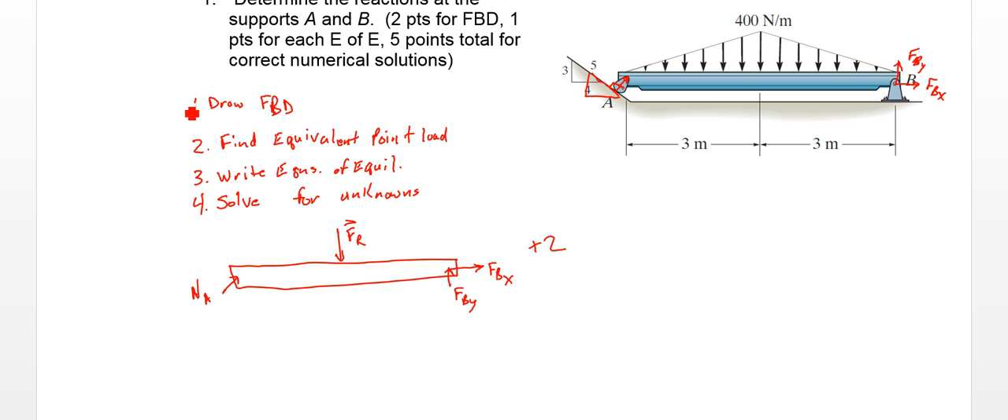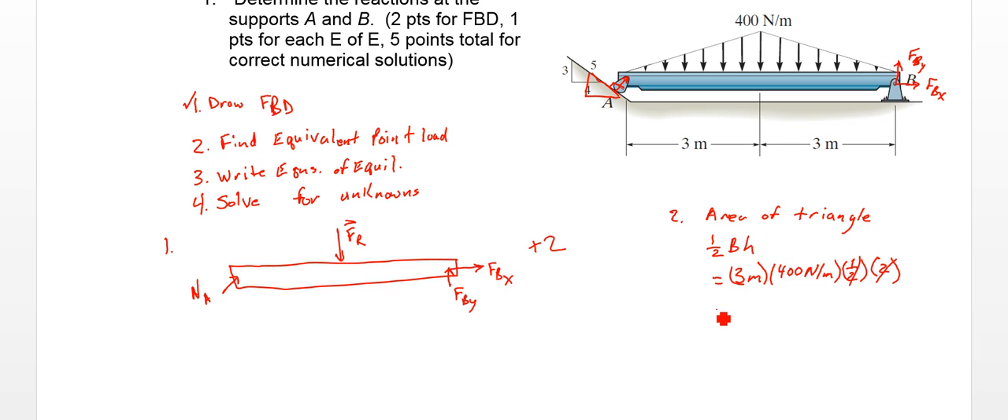Now, we'll solve for that equivalent point load. So that's step 1. Step 2, it's the area under this curve, right? We could take an integration of this, or we can just use our normal geometric identities. The area under that curve is the area of a triangle, 1/2 base times height, so we get 3 meters times 400 newtons per meter times 1/2. For the left side, we get the same thing for the other side, so I'm just going to multiply that by 2. Those will cancel out, and we get 1200 newtons, because our meter will cancel out with our newtons per meter. So that's our FR, 1200 newtons down.